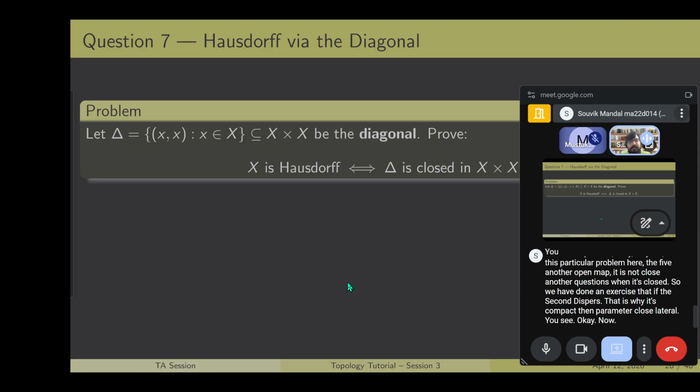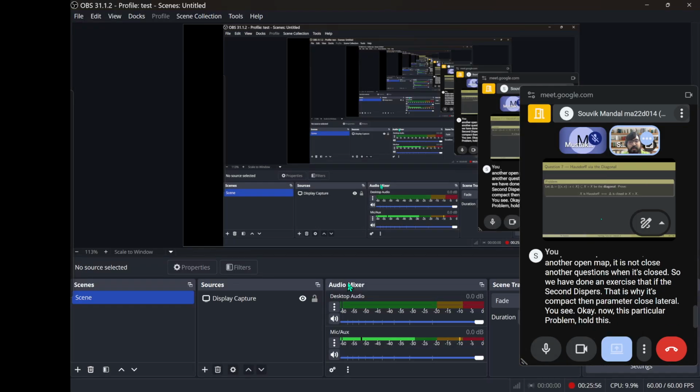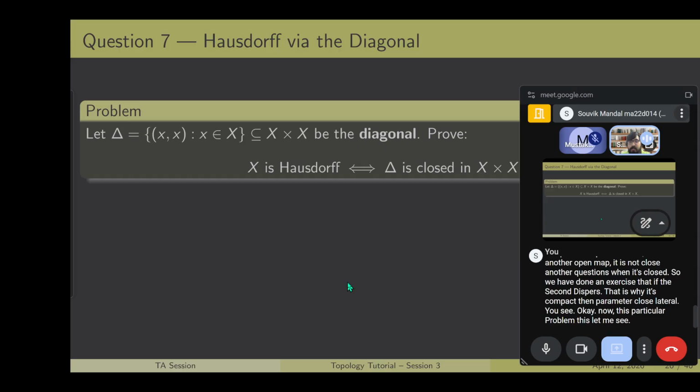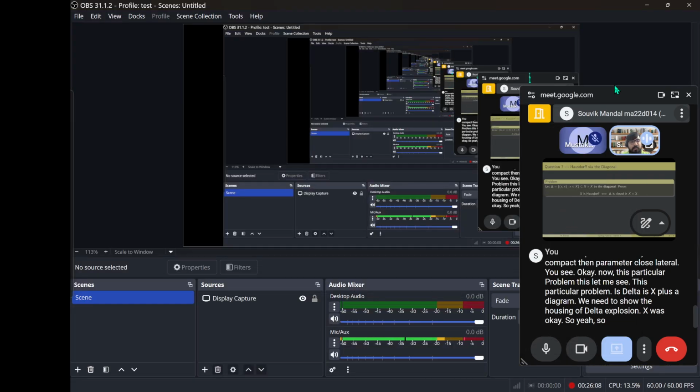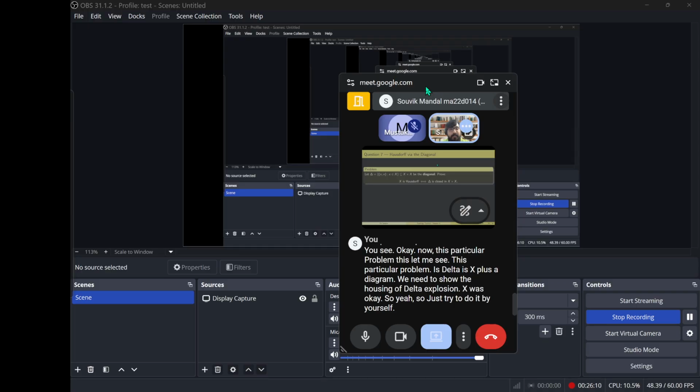Now this particular problem. Let me show you. This particular problem is: delta is the diagonal of X cross X. We need to show that X is Hausdorff if and only if delta is closed in X cross X. So just try to do it by yourself. Take your time. It shouldn't be difficult.